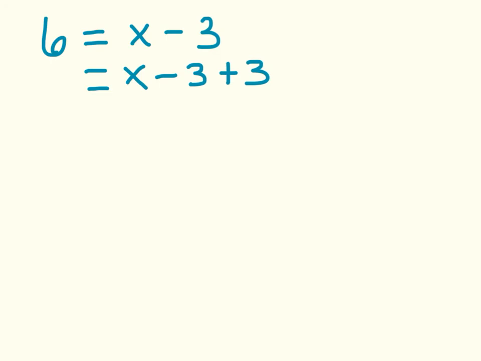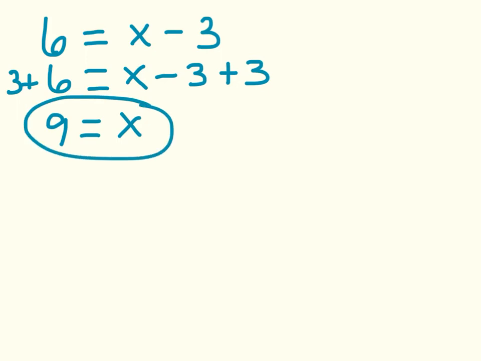But whatever we do to one side of our equation, we must also do to the other. So let's add 3 to the left side as well and solve. 3 plus 6 equals 9. x minus 3 plus 3 equals x. So our solution is that x is equal to 9.